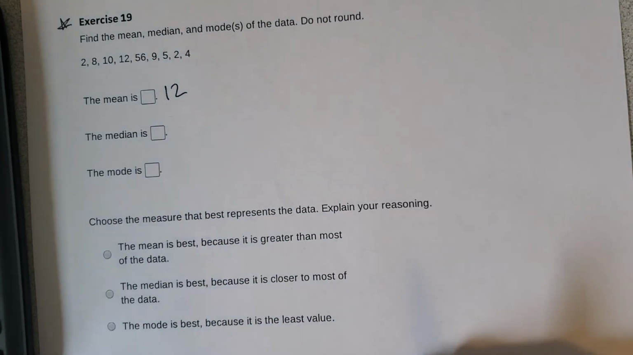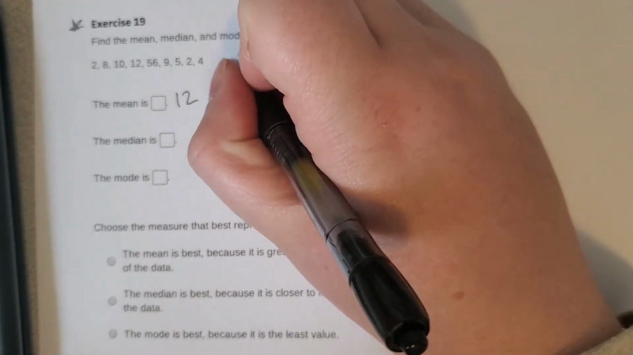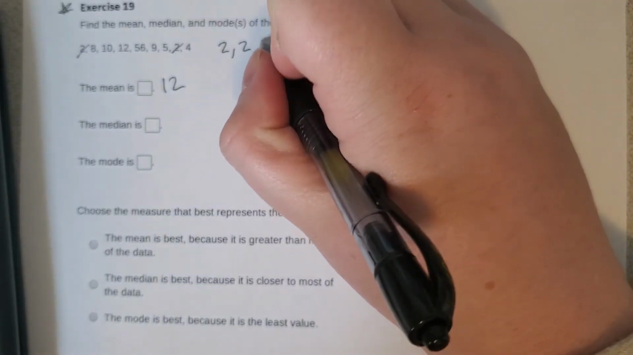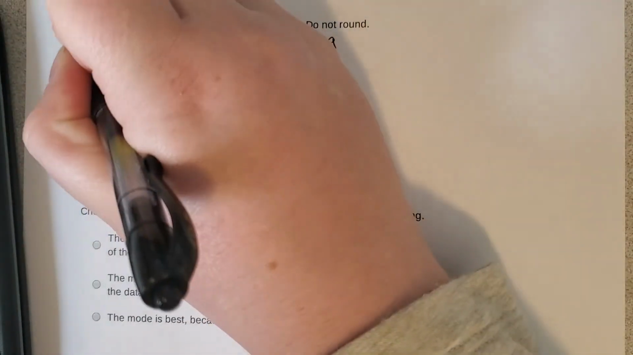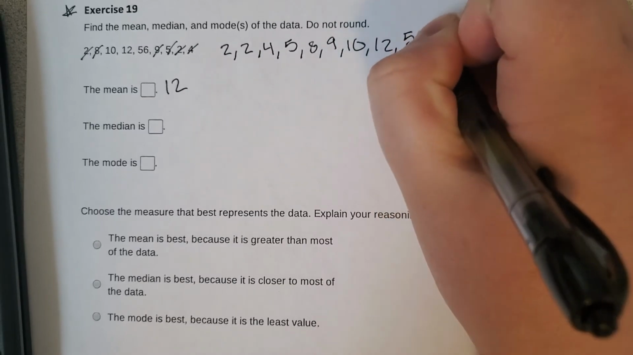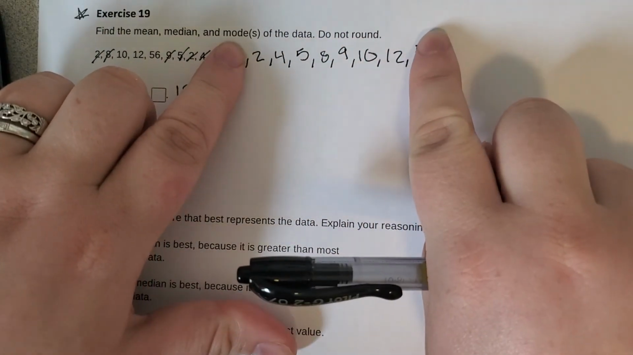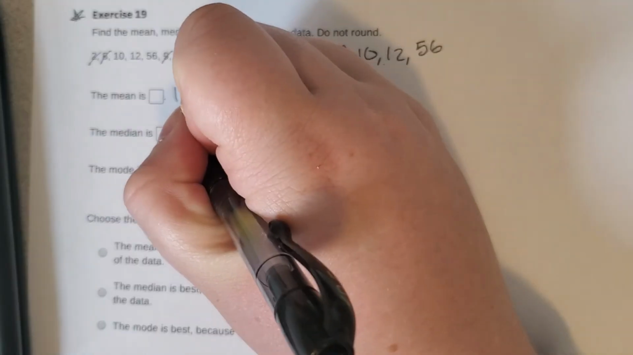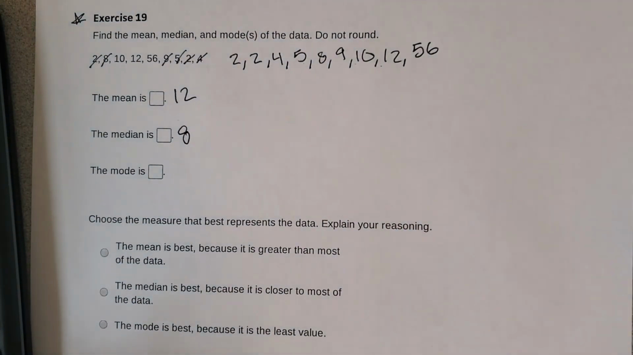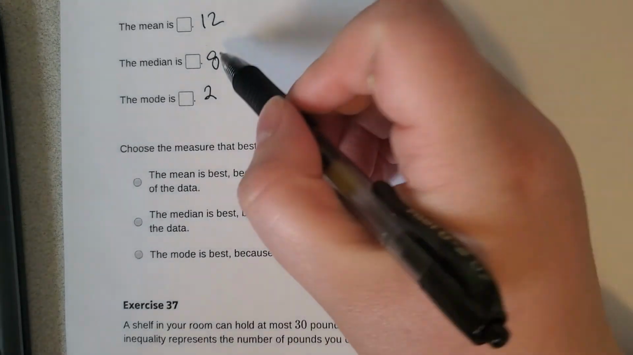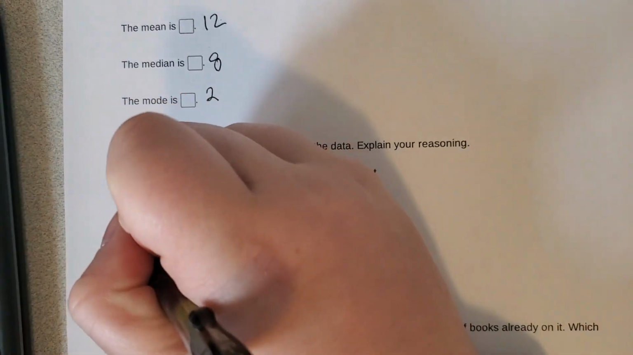The median, we need to order the numbers from least to greatest. So we are going to do 2, 2, 4, 5, 8, 9, 10, 12, 56. Okay, then working our way from the outside in to find the median, we end up having one middle number, which is 8. And then the mode is the number that repeats itself the most, which is 2. So again, the median is going to be the best because 8 is between 12 and 2. So that is the best measure of center.